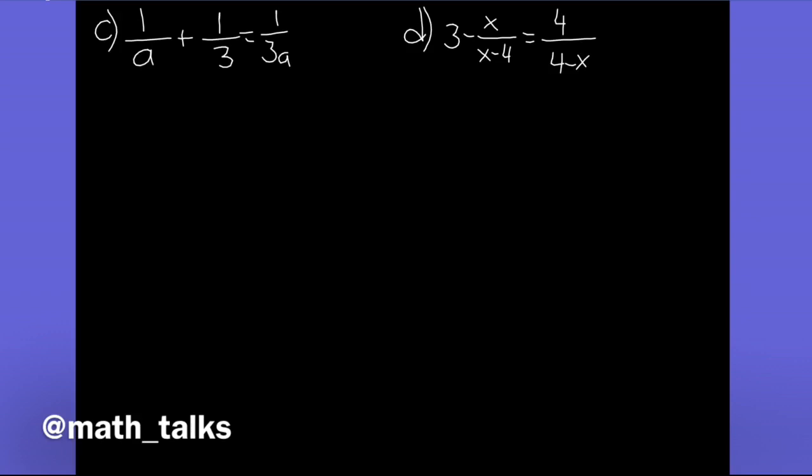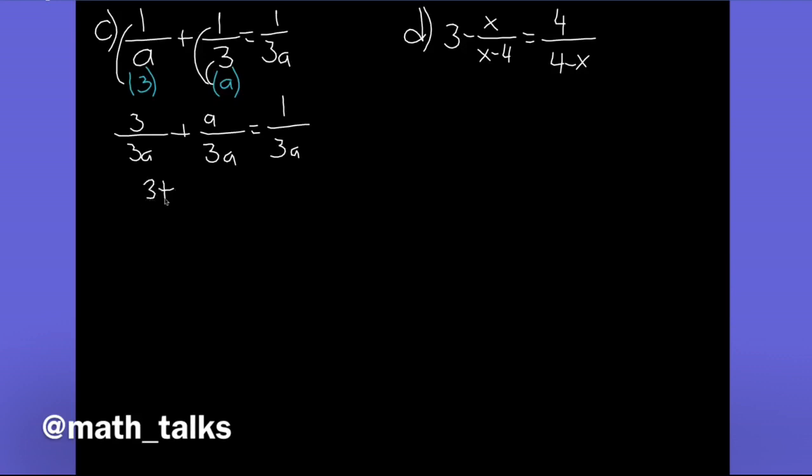First you have to add the two rational expressions and then cross multiply. So here you have to multiply the first by 3 and the second by a. Your result will be 3 multiplied by 1, 3 over 3a, plus a multiplied by 1, a over 3 multiplied by a, 3a, equals 1 over 3a. Because the denominators are the same, you can write 3 plus a over 3a equals 1 over 3a.